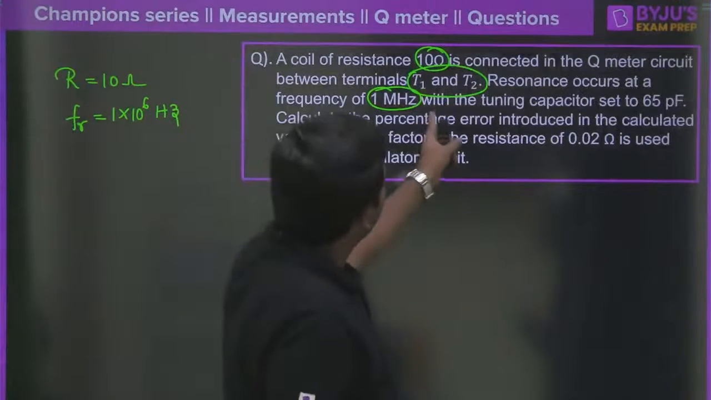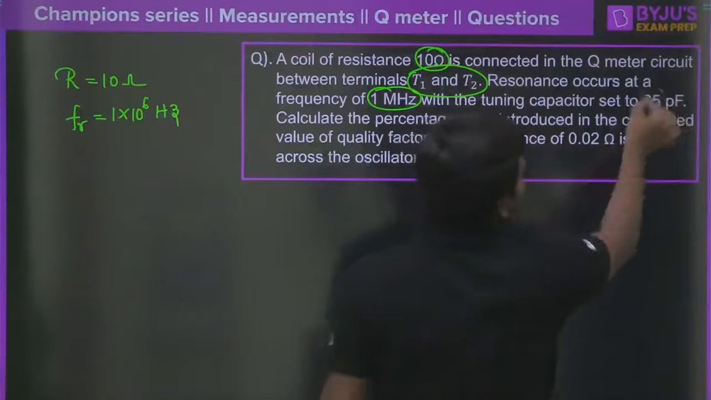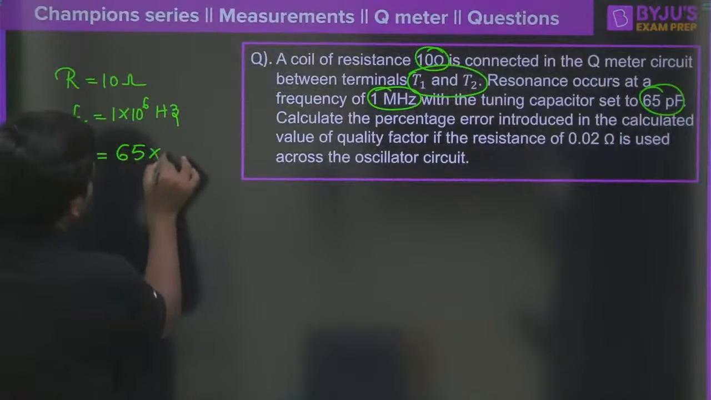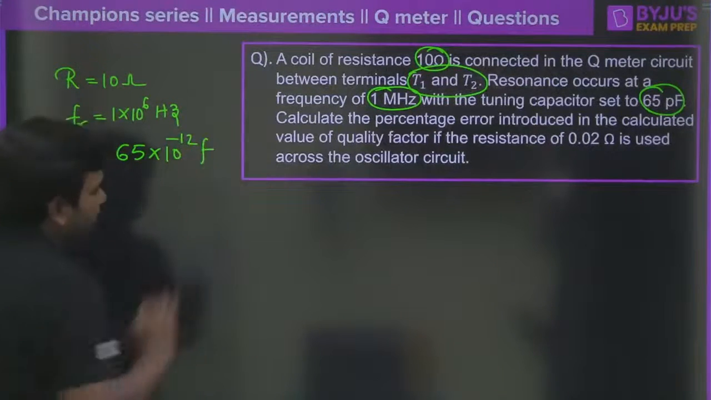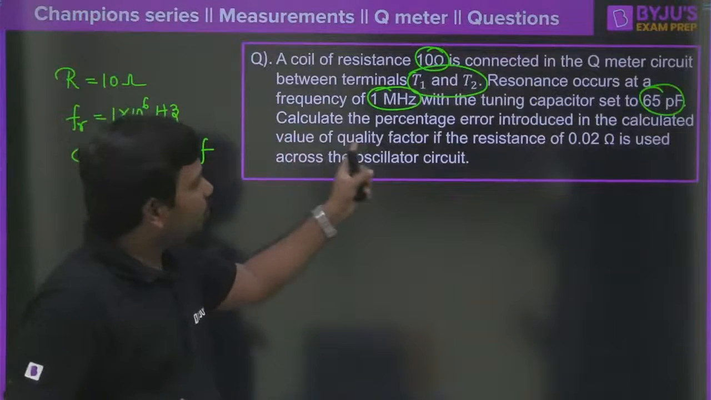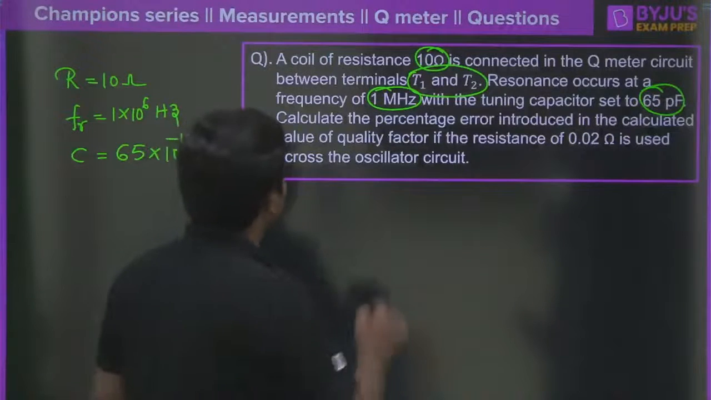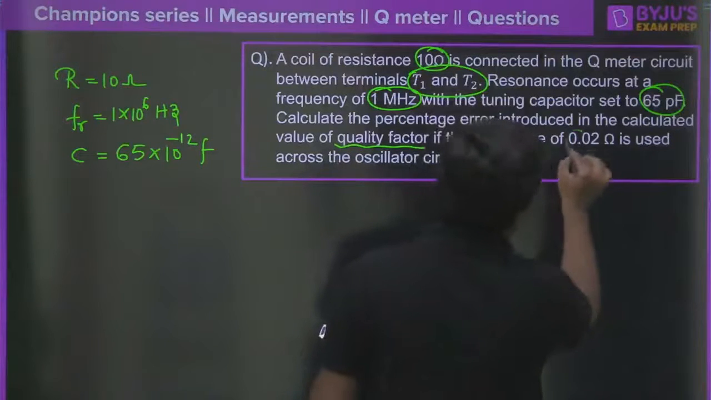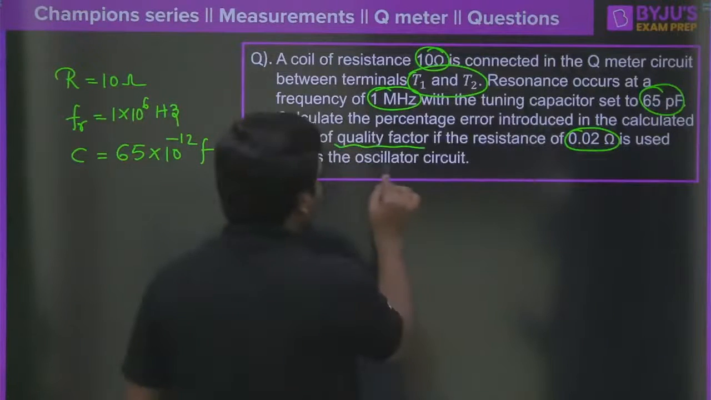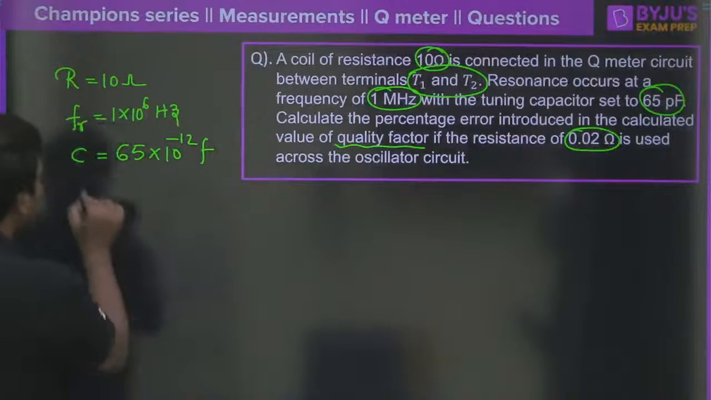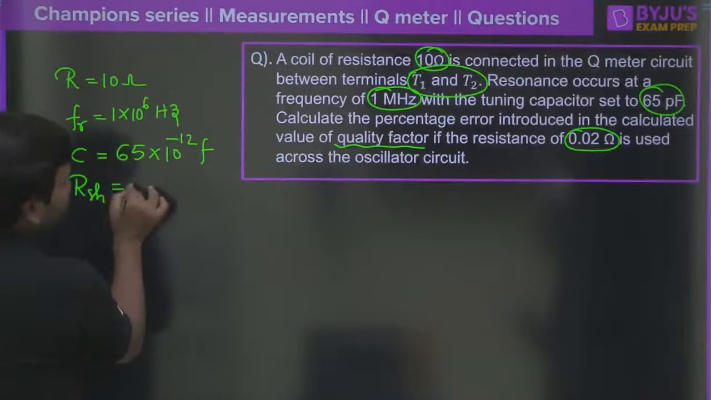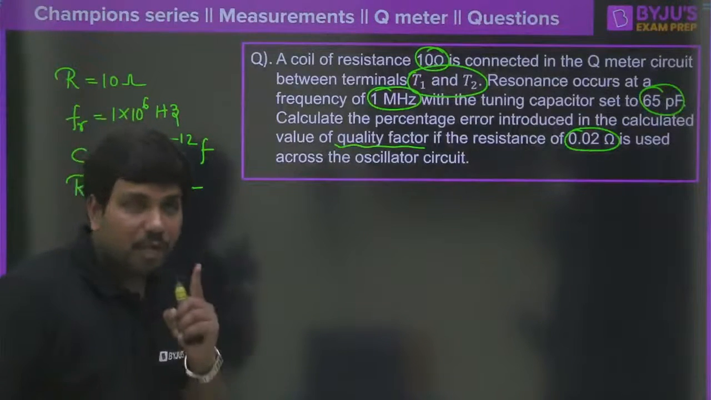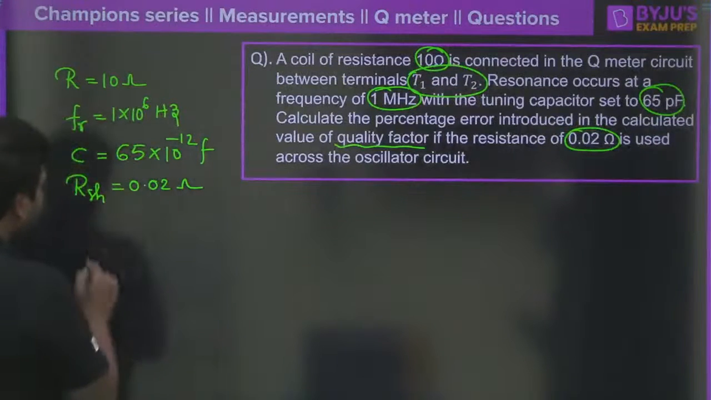Clear? Now let us look at that with the tuning capacitor set to 65 picofarad. What does it mean? Now the capacitor value is equal to 65 picofarad, 65 into 10 to the power of minus 12 farad here. Correct? So moving ahead, calculate the percentage error introduced in the calculated value of the quality factor if a resistance of 0.02 ohm is used across the oscillator circuit. Excellent, right? So that means R shunt value is given as 0.02 ohm. Be clear with this. Such a low value, isn't it? Anyway, let me move ahead with this.